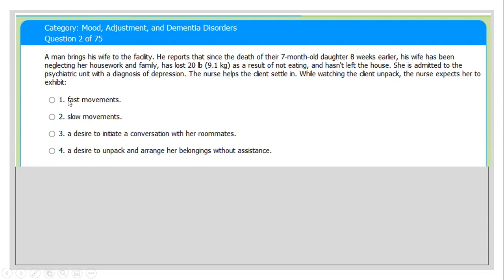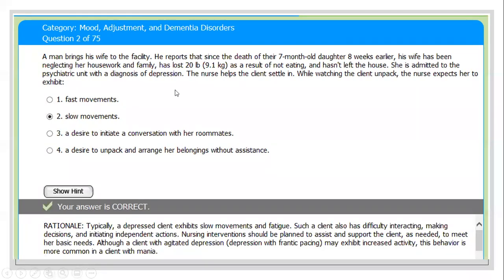Number one, fast movement. Number two, slow movement. Number three, a desire to initiate a conversation with her roommate. Number four, a desire to unpack and arrange her belongings without assistance. The correct answer is slow movement.